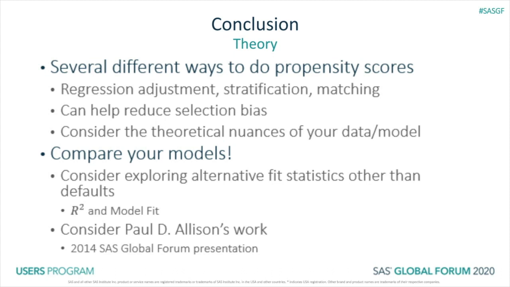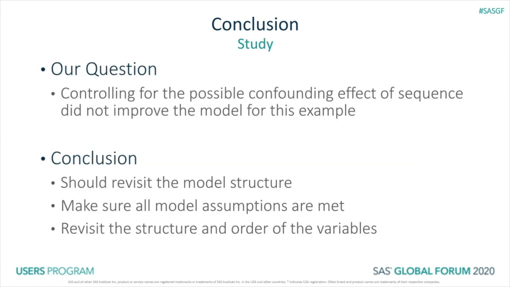Also, make sure that you're comparing your models on things such as goodness of fit and R-squared to make sure that propensity score analysis is actually helping your model and not making it more complicated or adding noise, like I found in mine. Okay, so our question was controlling for the possible confounding effect of sequence, and it ended up not really improving the model for this example. But like I said, I'll go back and look at different ways of structuring it and talk with my fellow researchers to see if maybe I had approached the question wrong or could approach it differently.